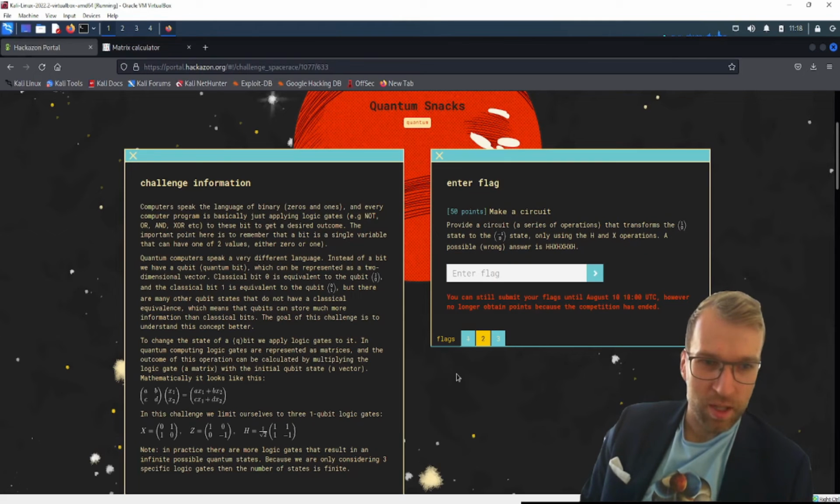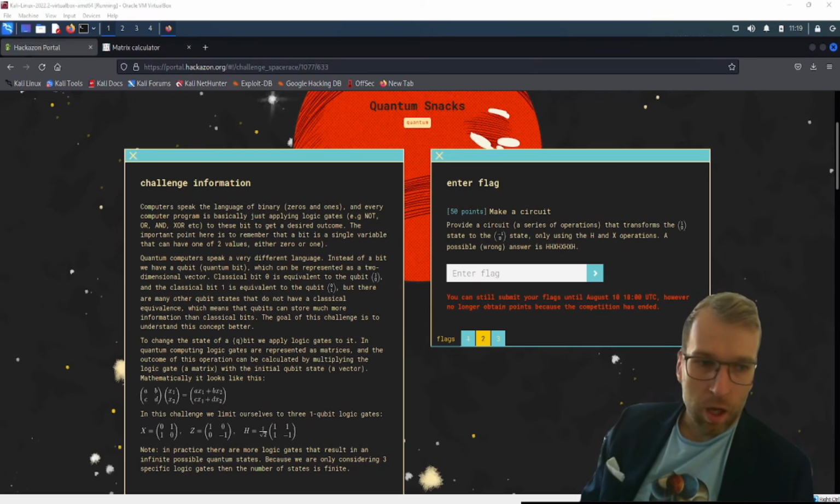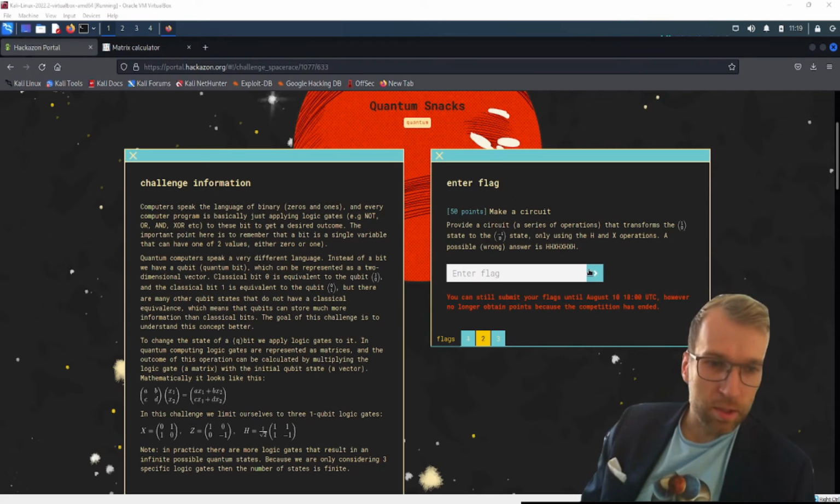Let's look at number 2 here. Provide a circuit, a series of operations that transform the 1, 0 state to the -1, 0 state, only using H and X operations. A possible wrong answer is this. I have absolutely no idea what to do.